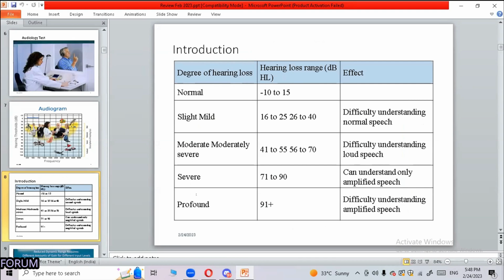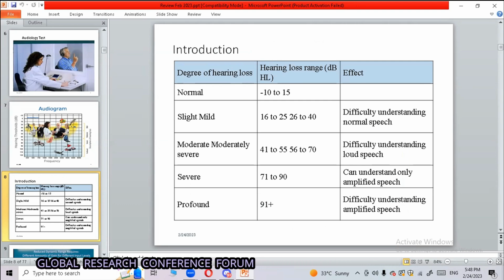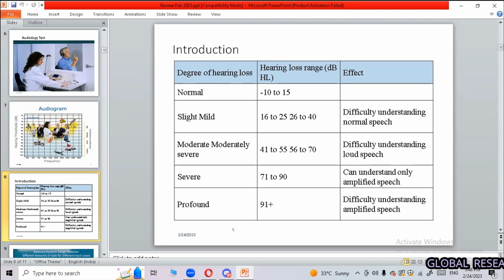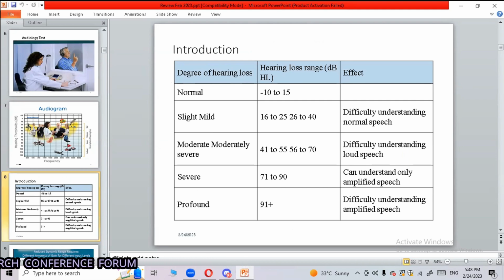So just now I have explained this. Using the hearing aid, we can cure up to the moderate hearing loss, mild hearing loss, and normal. If the loss is a profound hearing loss, we can't recover it using the hearing aid.